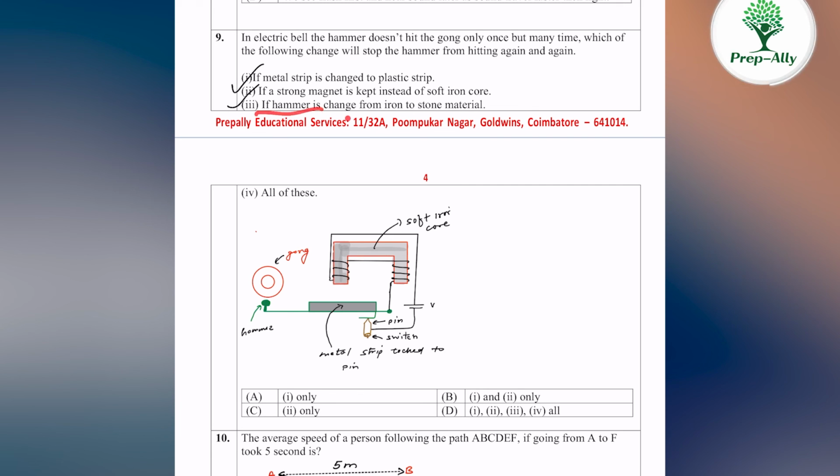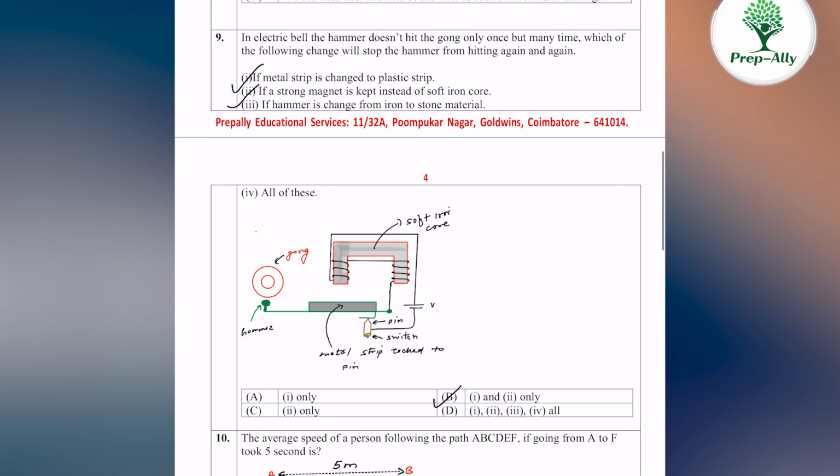Third, if the hammer is changed from iron to stone material, it doesn't matter if the hammer is of iron or is of steel or is of stone. It won't matter, because the hammer's use is only to hit the gong. That is why the answer to this question will be 1 and 2. So 1 and 2 is in option number B. So answer will be 1 and 2, which is option number B.